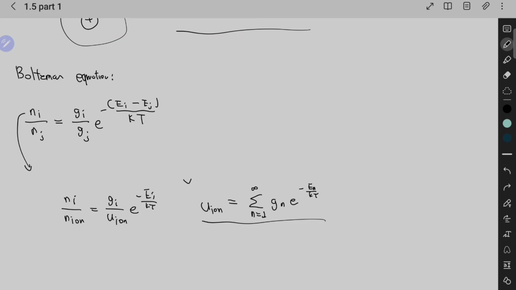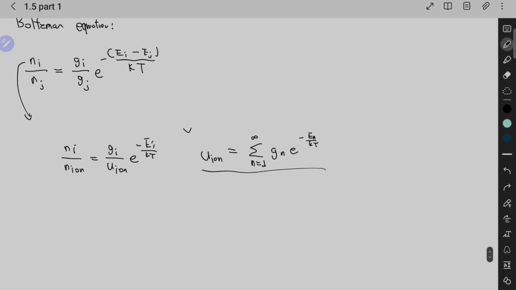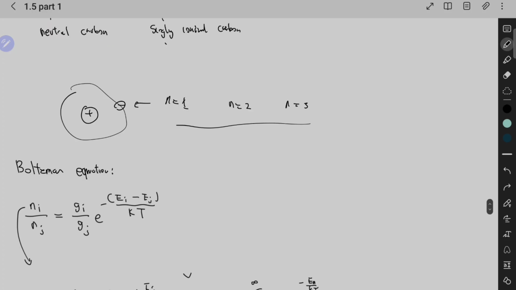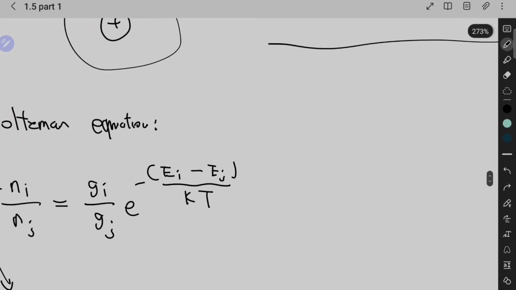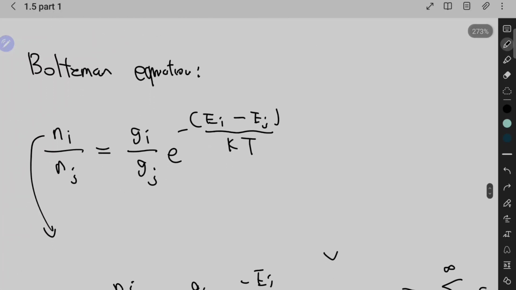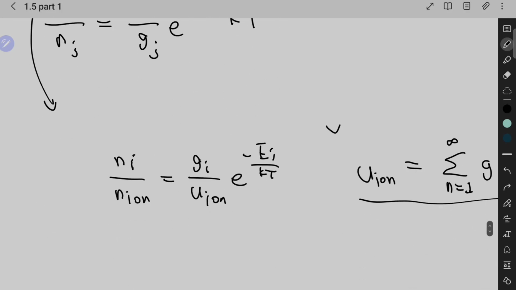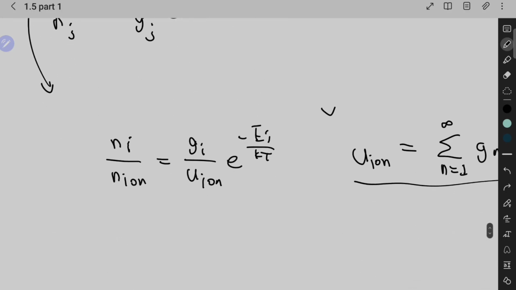So what does this equation give us then? Well, remember, the Boltzmann equation that we have just talked about gives us the ratio between two individual levels, so n equal to 1 and n equal to 2. So two levels, the ratio between them. What this form gives us is a particular energy level's ratio to the entire spectrum.